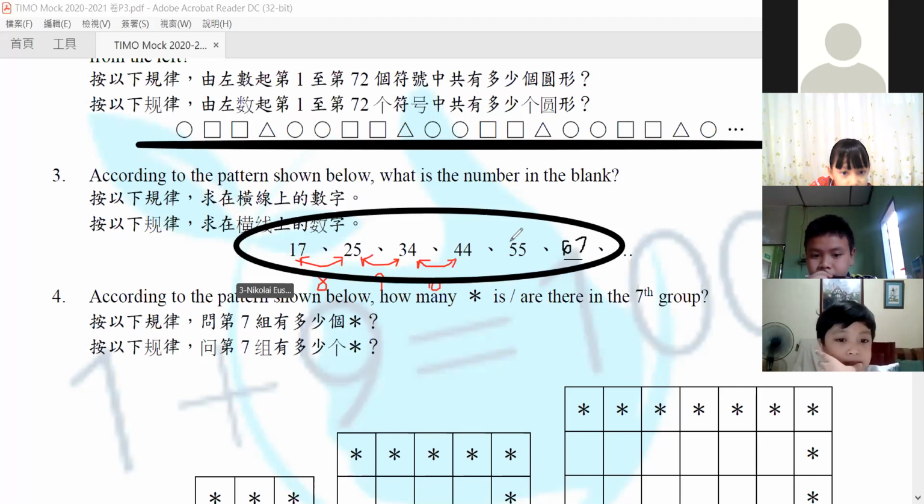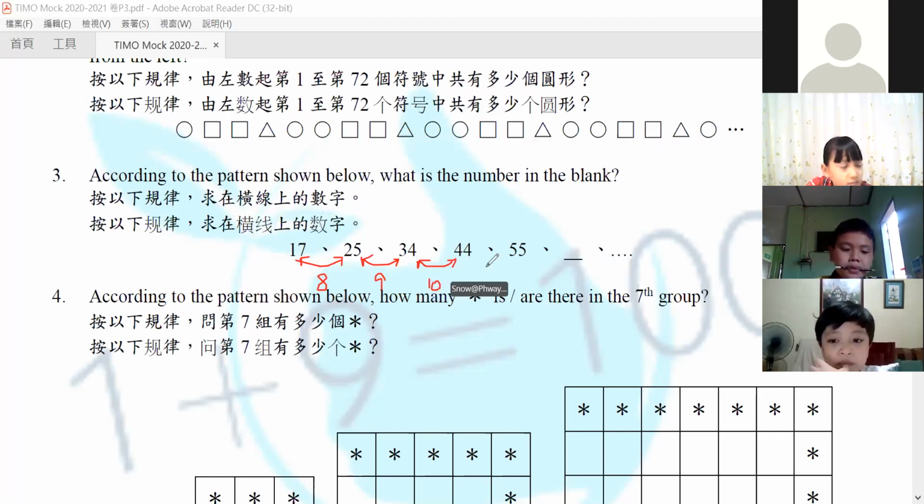I'm sorry, Snow, please do not drop down all the notes now, because I'm also drawing.